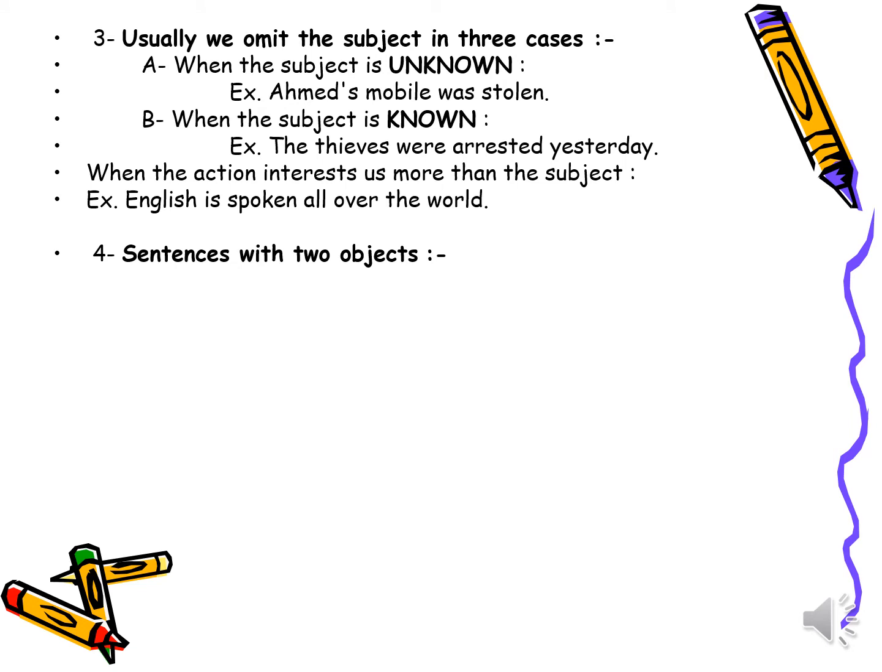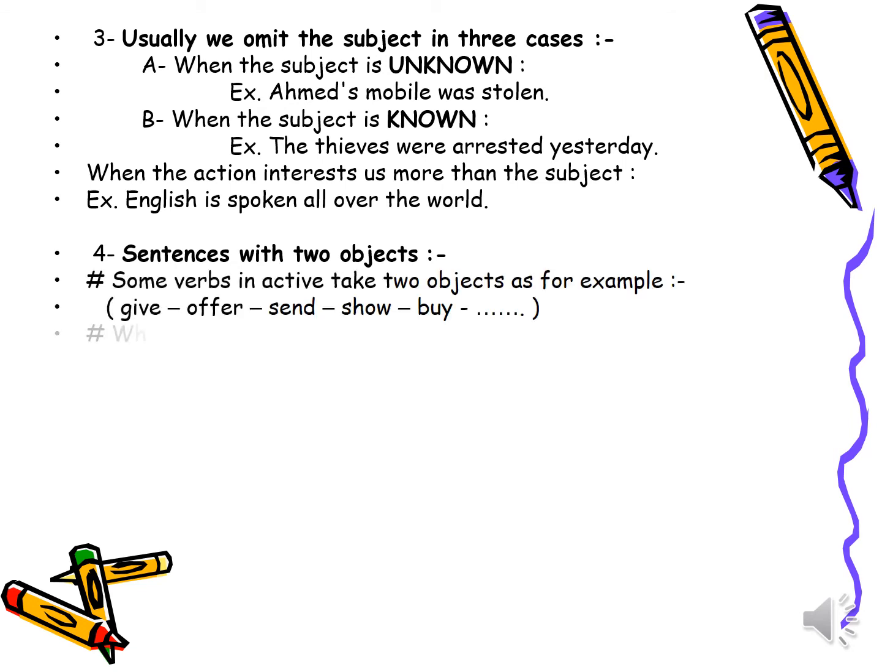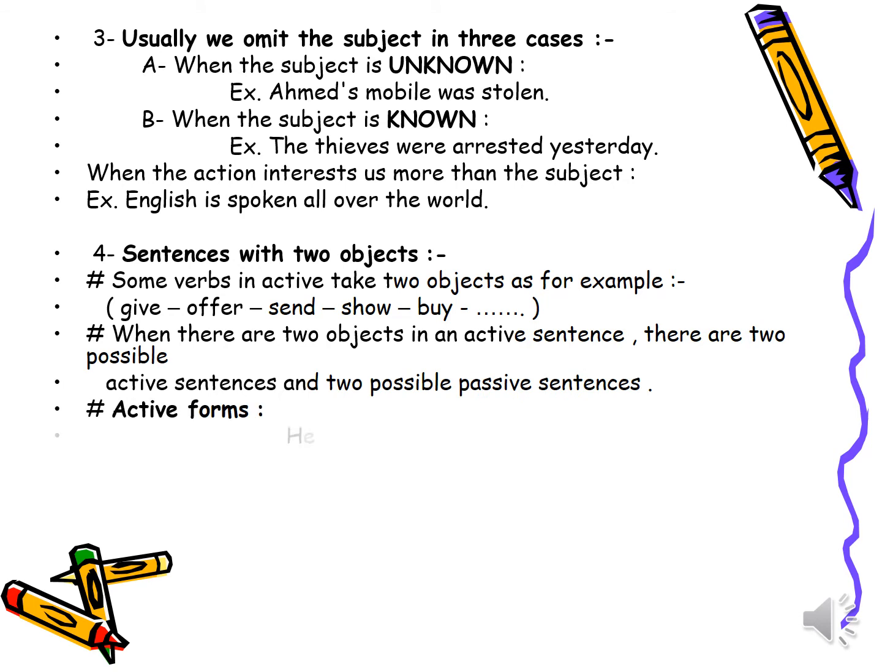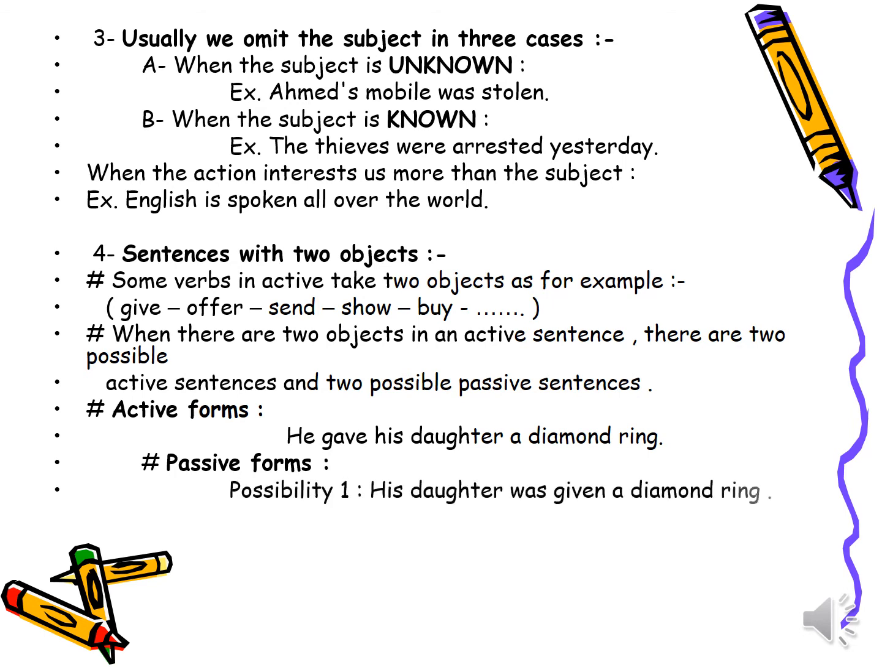Okay, what about sentences with two objects? Look at the example here: He gave his daughter a diamond ring. We have two objects. We have his daughter, this is number one, and a diamond ring, this is number two. So how can we form the passive? We have two possibilities. Number one, we can say his daughter was given a diamond ring, or we can say a diamond ring was given to his daughter. Both are correct.